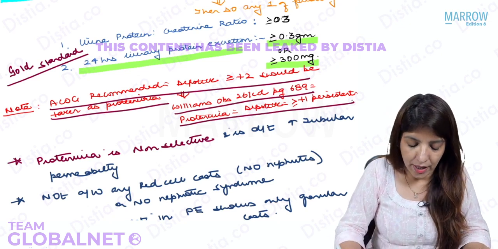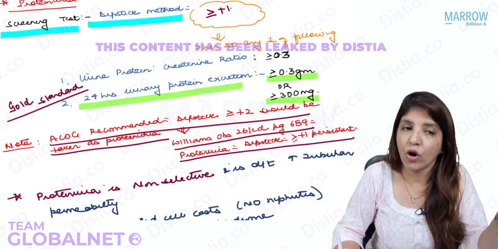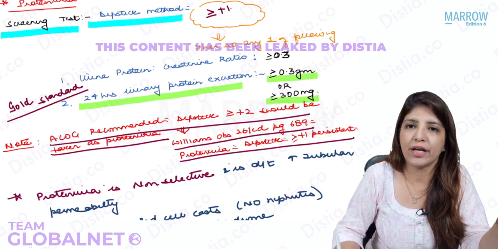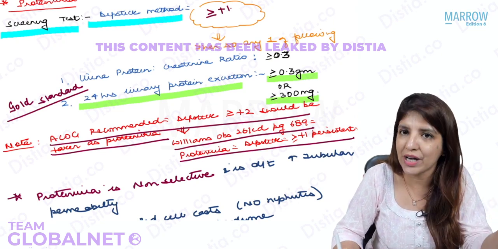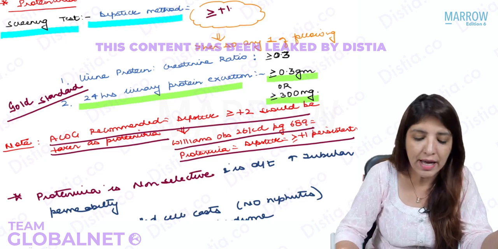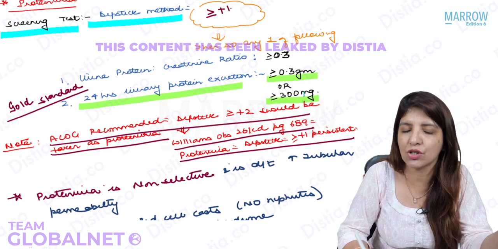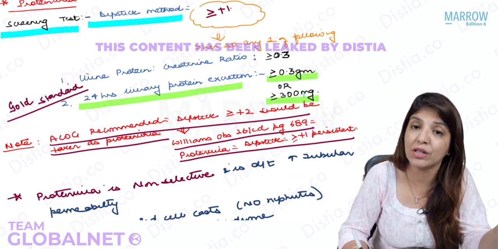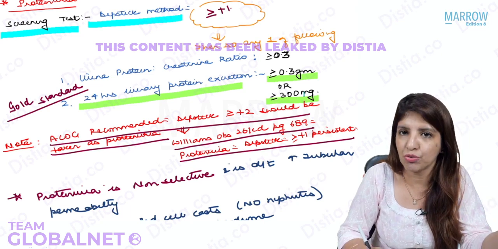Now, this is just a screening method. If you get that dipstick proteinuria is more than or equal to +1, the moment you see this, then you should go for the gold standard method, and the gold standard method is 24 hours urine collection. And in 24 hours urine collection, if you see that the protein excretion is more than or equal to 0.3 grams or more than or equal to 300 milligrams, then you say that yes, proteinuria is present.